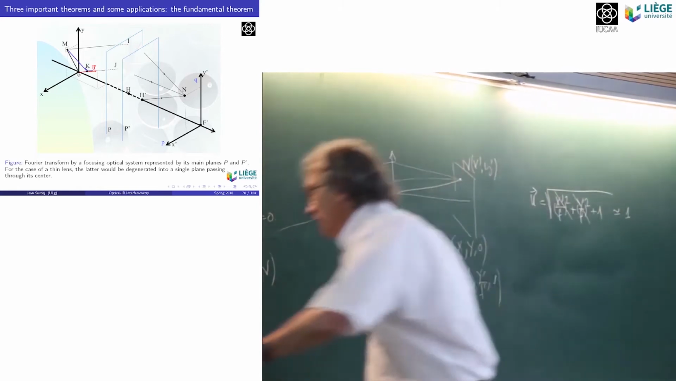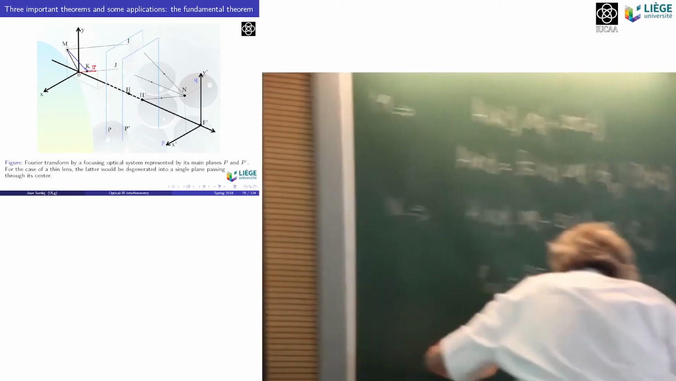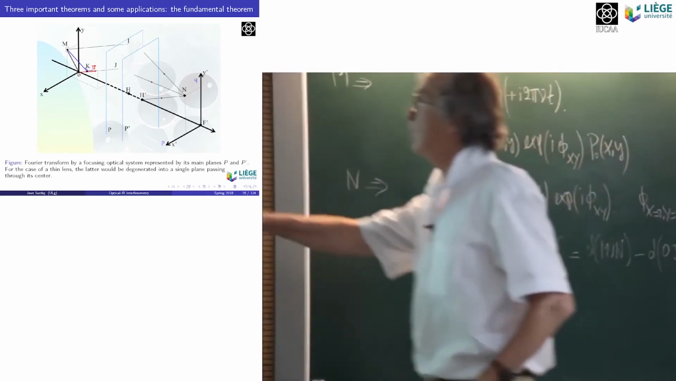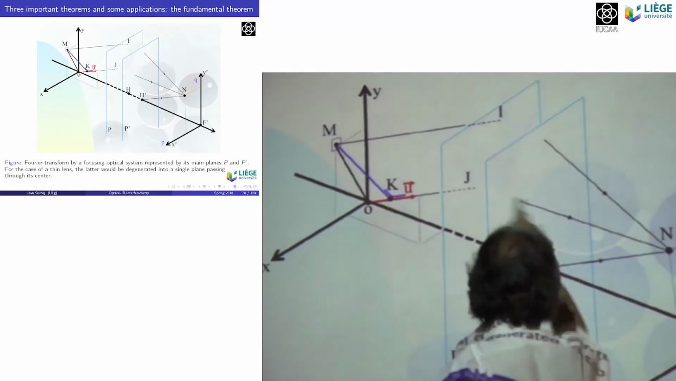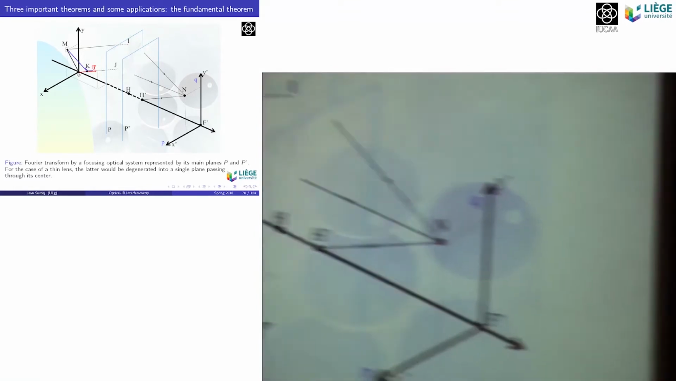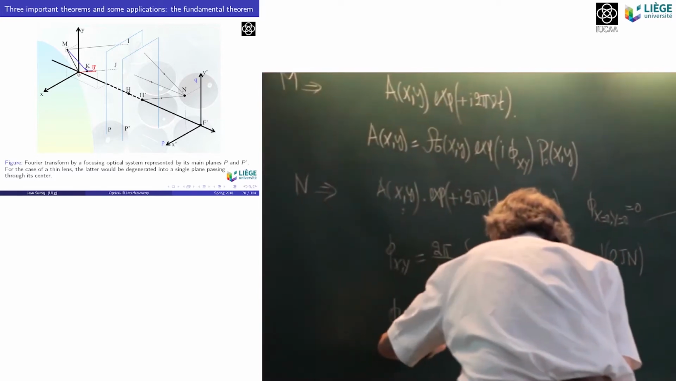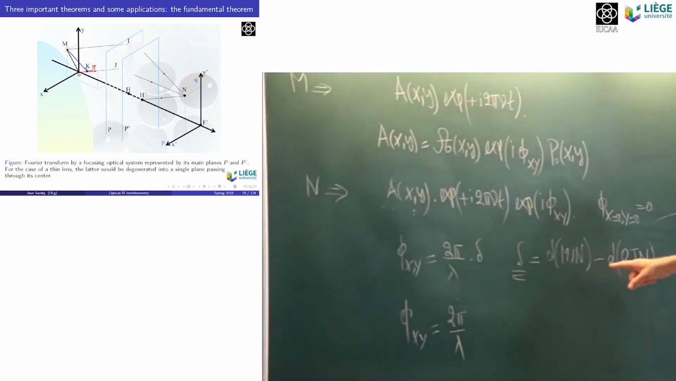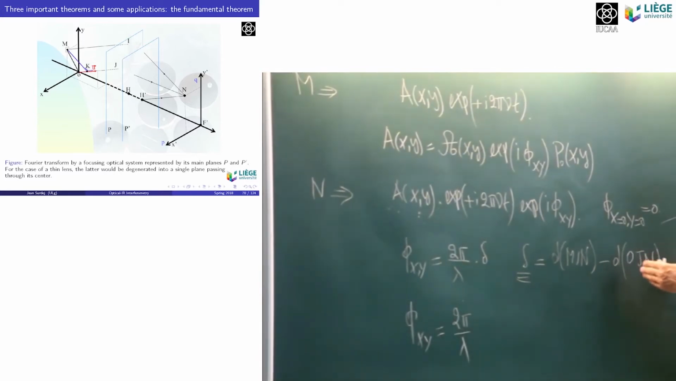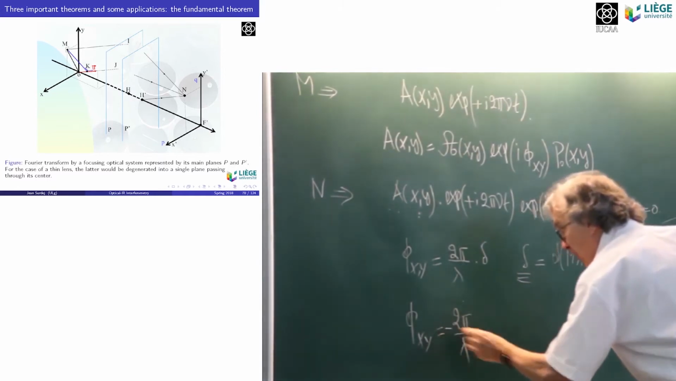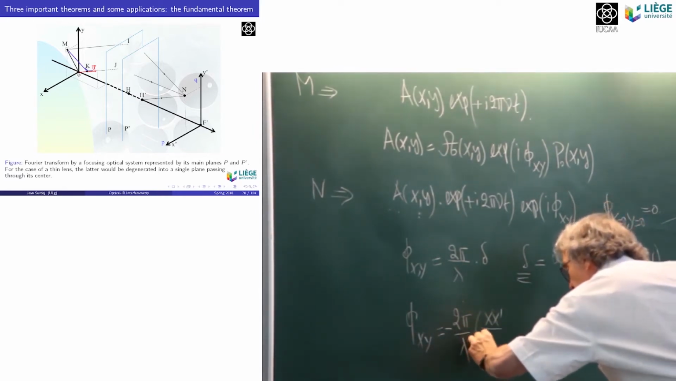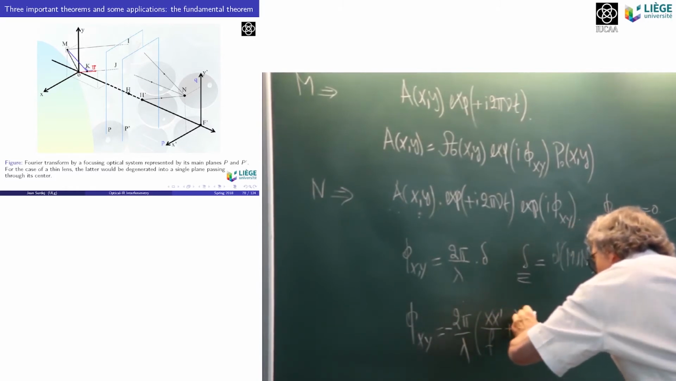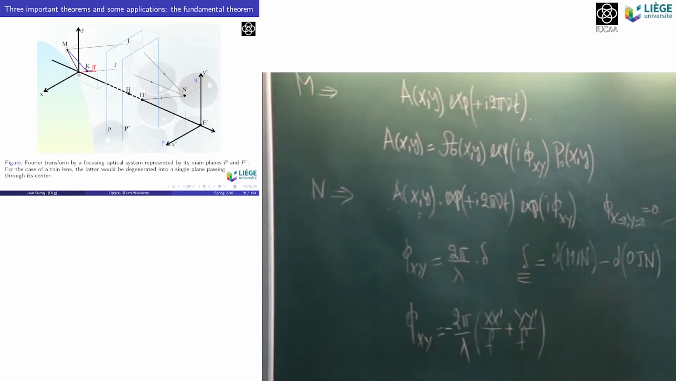So I may write here that the phase difference between the ray going from M to I to N and O to N is equal to 2 pi divided by lambda times delta. But this length is longer than the other one, so delta is a negative number. So I say, okay, minus 2 pi over lambda multiplied by x prime over f plus y prime divided by f.